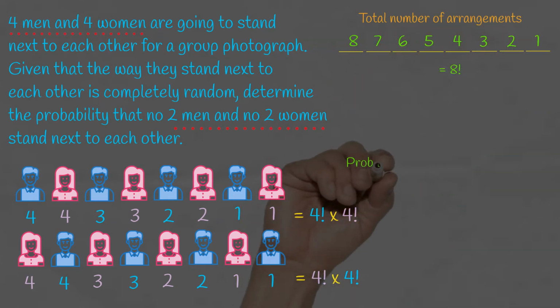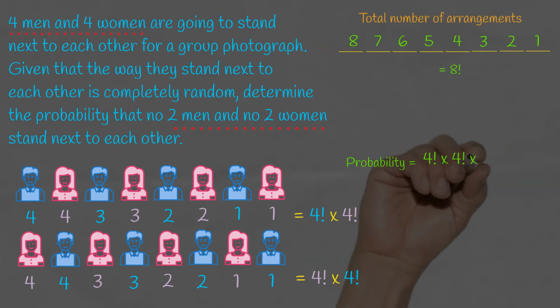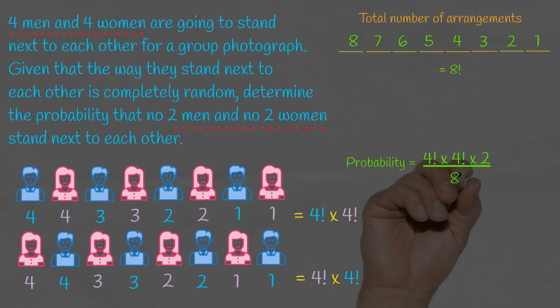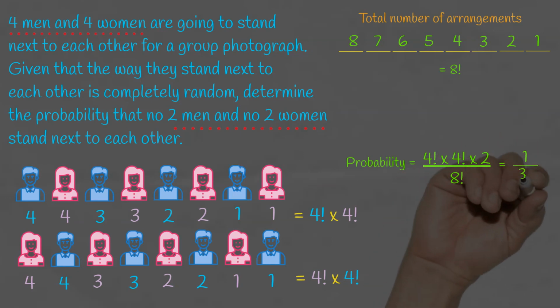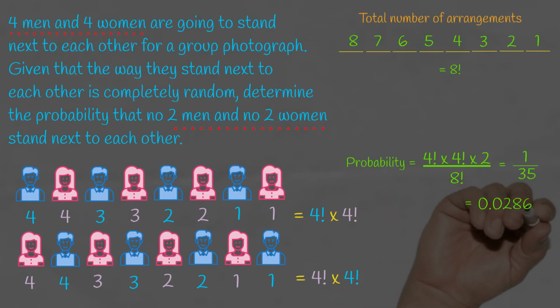So the probability that no women and no men stand next to each other is equal to the total number of arrangements where the men and the women do not stand next to each other. And we've worked that out to be 4 factorial times 4 factorial times 2, because there are 2 different scenarios where that happens, divided by the total number of arrangements of 8 people, which is 8 factorial. So the answer is 1 over 35, which is 0.0286.